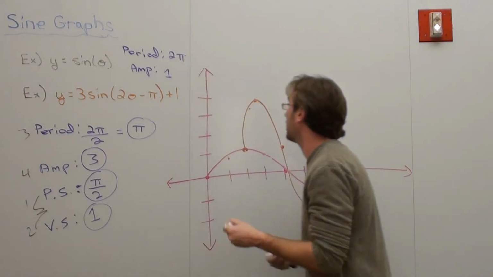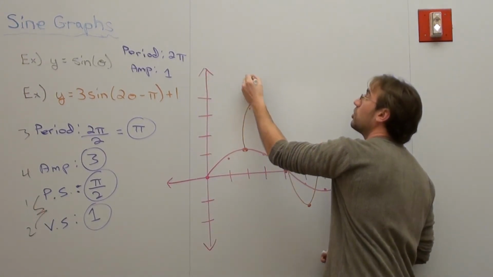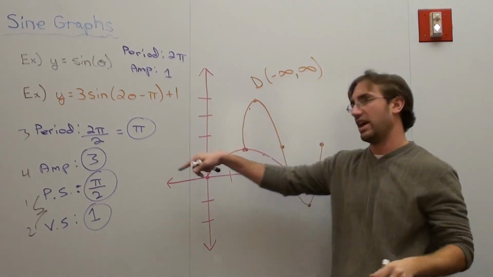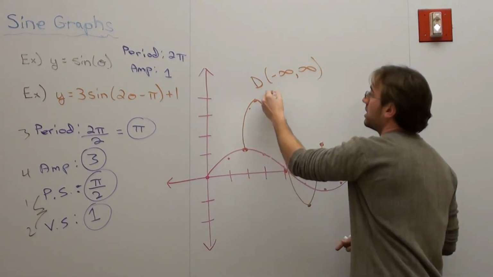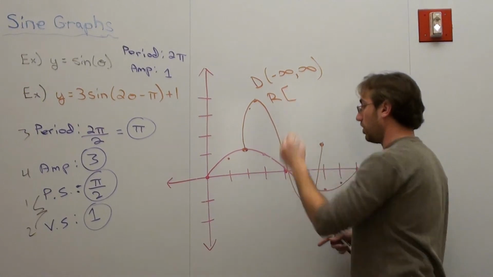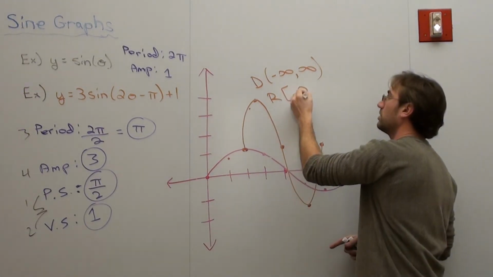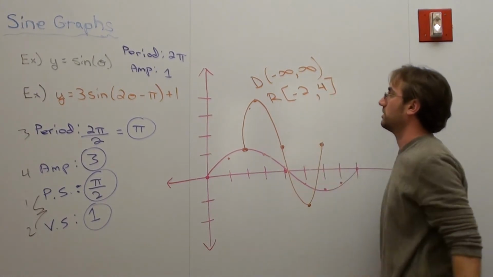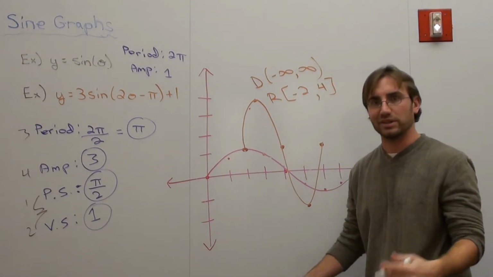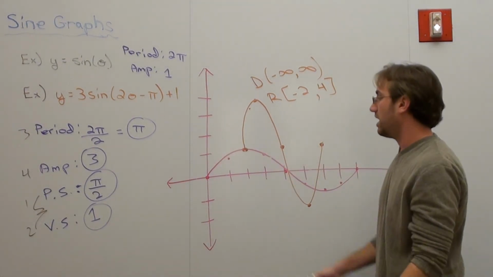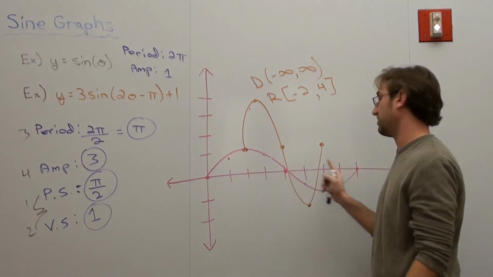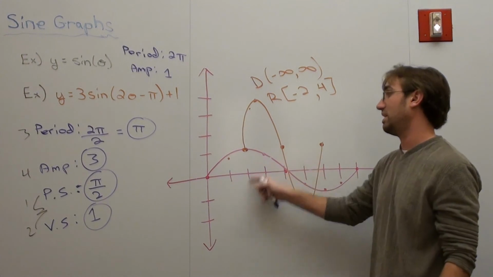One last thing that I want to talk about, the domain for this graph goes from negative infinity to infinity. I can plug in any theta value I want. The range goes from the lowest value, which is negative 2, to the highest value, which is 4. That's pretty much all I ever do when I do this. I already answered that. Now in this case, the domain is, on the red graph, negative infinity to positive infinity, but the range is only from -1 to +1.